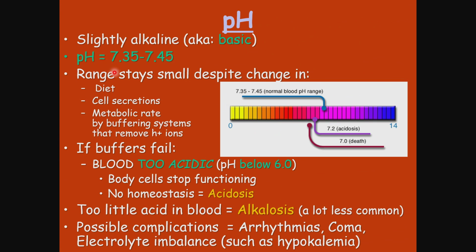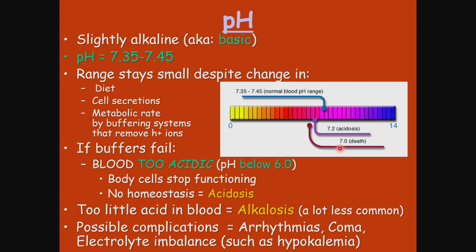The range will stay small despite changes, like if you change your diet or cells start to secrete more of this or that, or your metabolic rate, because of buffering systems that remove hydrogen ions. It may be off, but your pH range is still going to be in this 7.35 to 7.45. If the buffers fail, meaning if your blood becomes too acidic, you get something called acidosis, and that is when your body cells stop working.